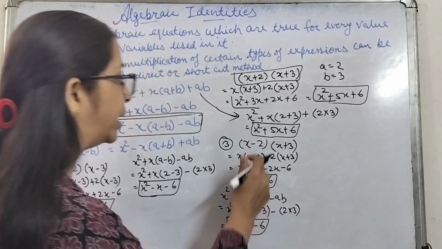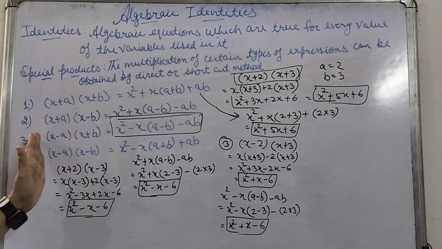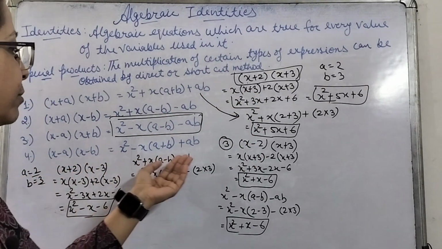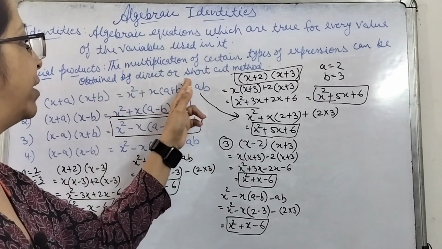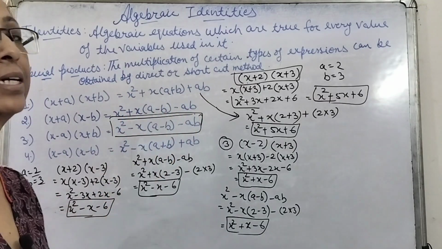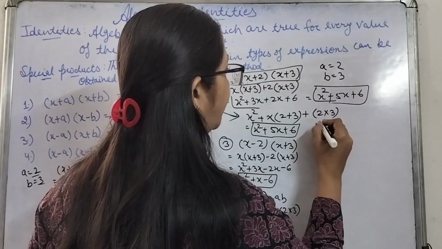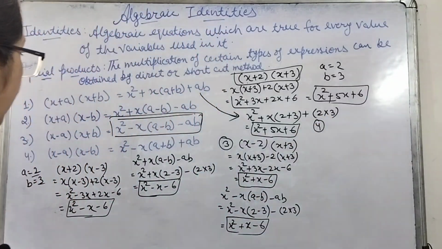So we need not multiply it if it is in these forms. If your expressions are in any of these forms, we need not multiply. We can directly keep the values in the RHS part and get the value. Now let's see the fourth. Here we won't be multiplying it. Directly we will be using the formula.